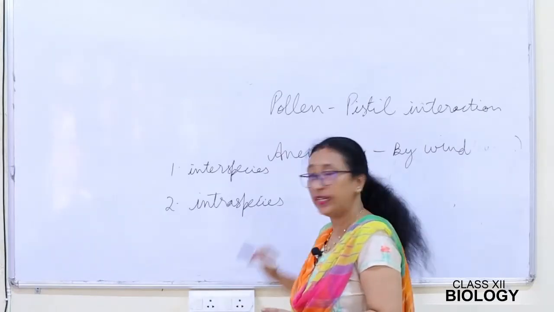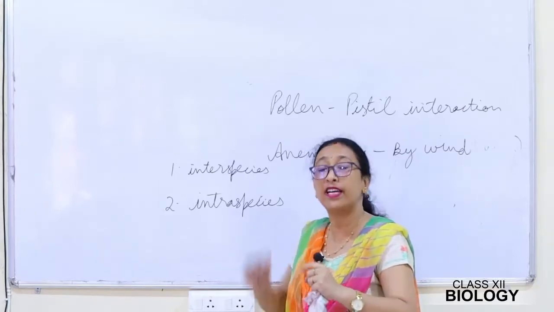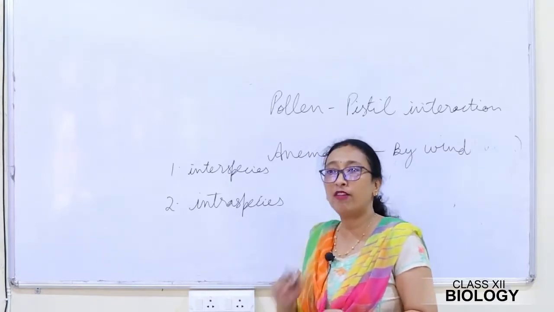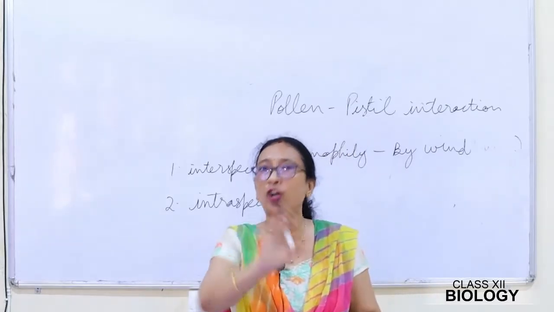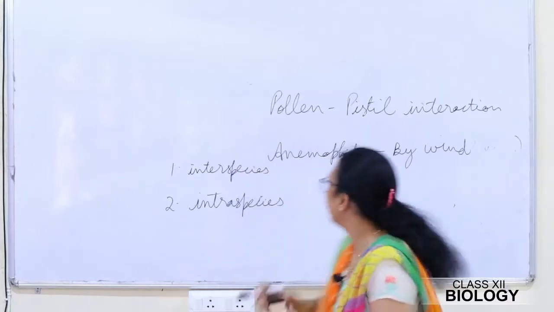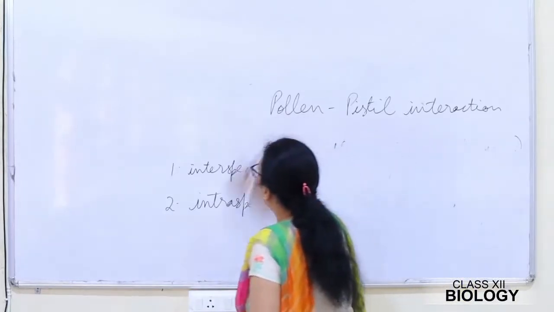By rule it should pollinate because they belong to the same species, they should pollinate, but majority of the flowers are not following intraspecies. Within the same species also they are not allowing pollination. Why? Why are they not allowing within the same species?